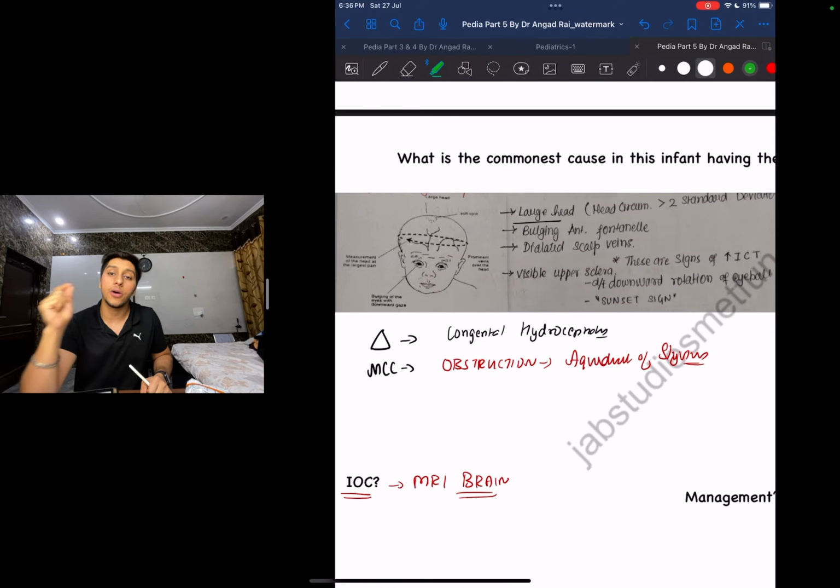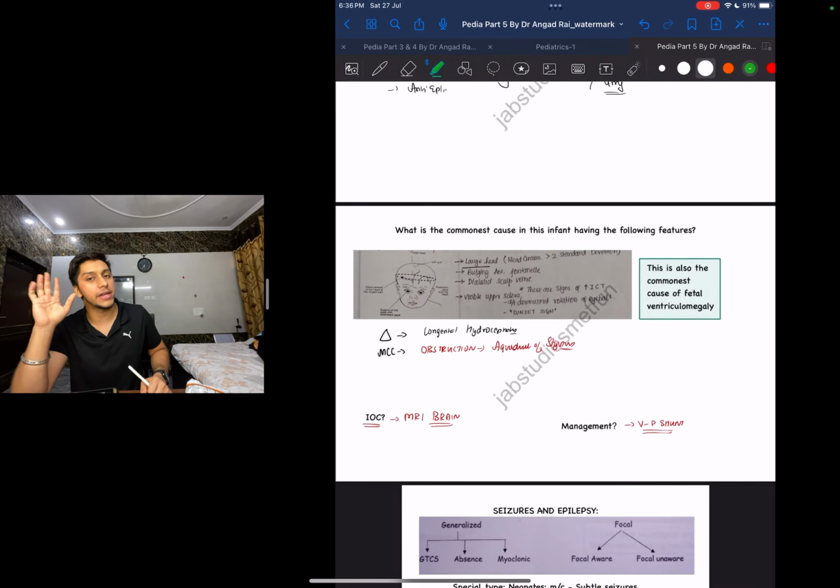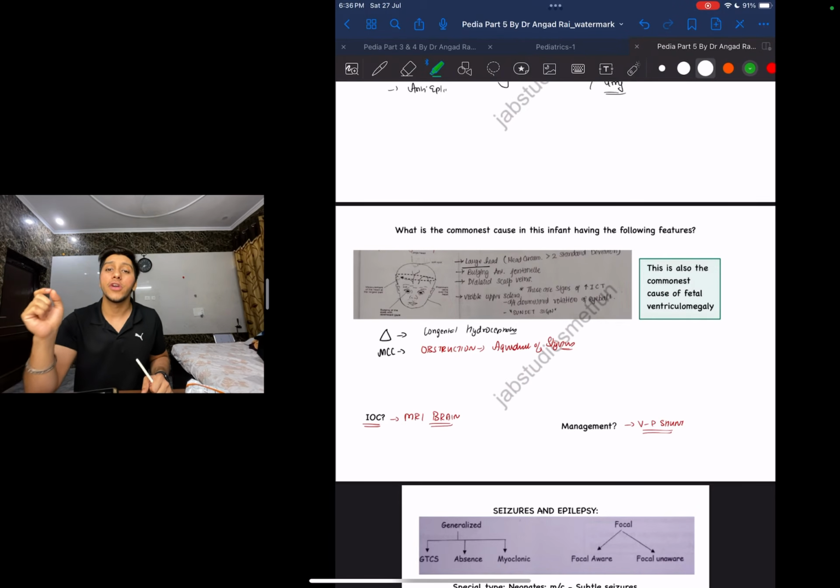Now, what is the most common cause of congenital hydrocephalus, guys? That is going to be obstruction at what site? It is going to be at the aqueduct of Sylvius. Remember, guys, hydrocephalus is the most common cause of ventriculomegaly in the fetus as well. They'll ask you, what is the investigation of choice in case of congenital hydrocephalus? Answer is MRI, and the management is going to be VP shunt. Now, what is the full form of VP shunt?